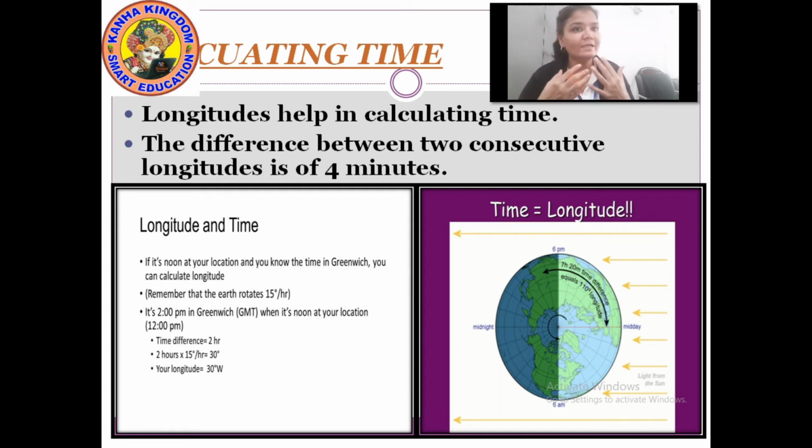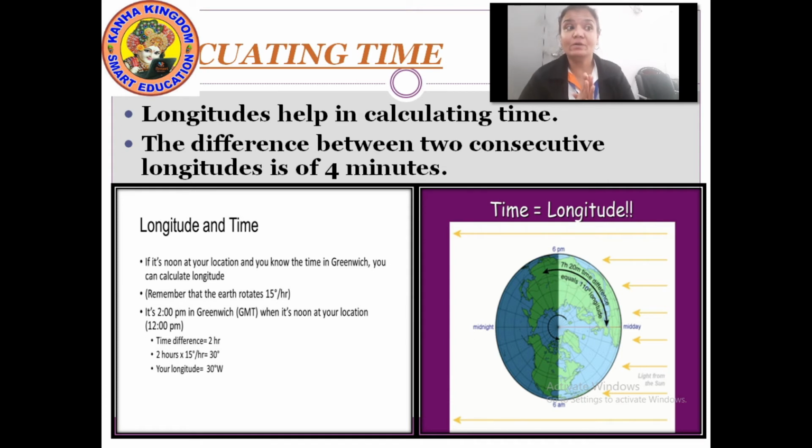Longitude and time. Now look at the picture being shown on the screen. If it's noon, noon means afternoon, at your location and you know the time in Greenwich, you can calculate longitude. For calculating the time, you should know the time in Greenwich. First, you should also remember that the earth rotates 15 degrees per hour.